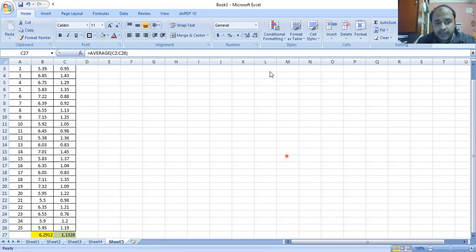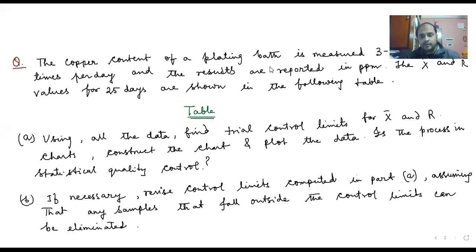I'm stopping this share, and that was my question which I wrote. I'm going to the next page, and the values which I've got are like this.